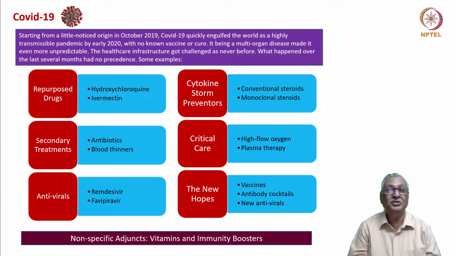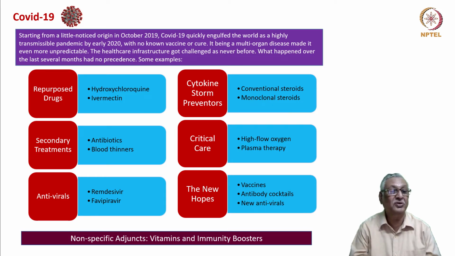Starting from a little noticed origin in October 2019, COVID-19 quickly engulfed the world. It became a highly transmissible pandemic by early 2020 with no known vaccine or cure. It became a multi-organ disease as well. It made it even more unpredictable in terms of its disease impact. The healthcare infrastructure got challenged as never before because there was no known treatment, no known prevention for the COVID-19 virus. What happened over the last several months had no precedence also.